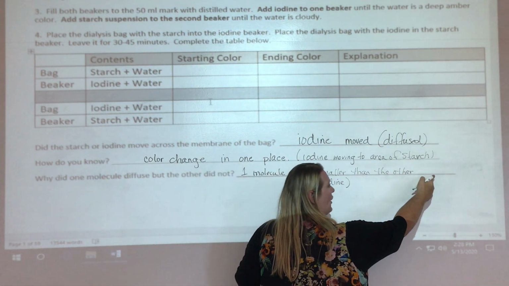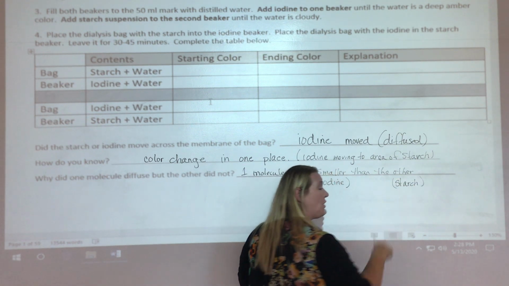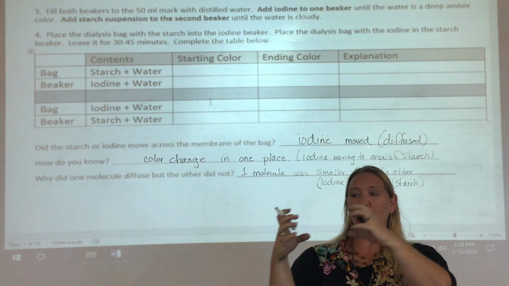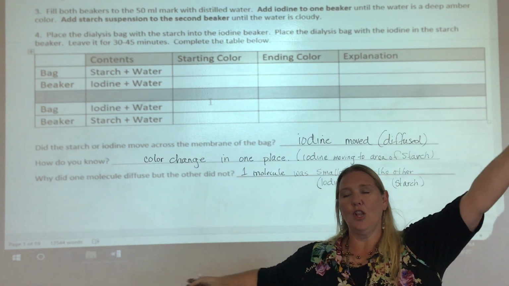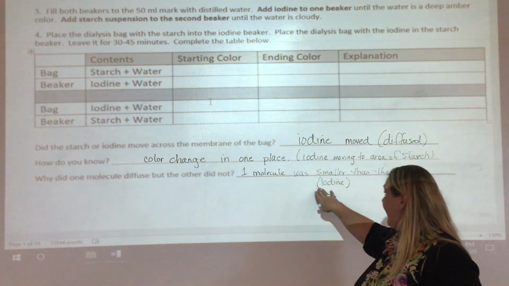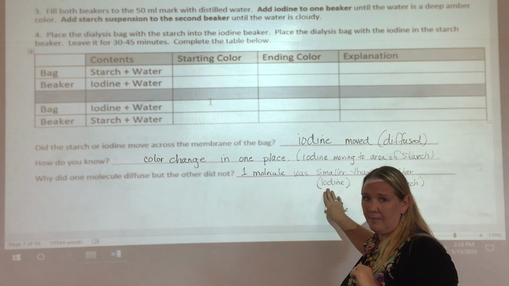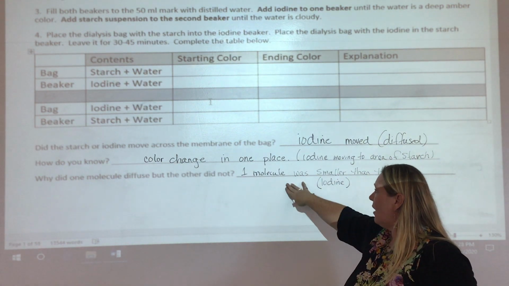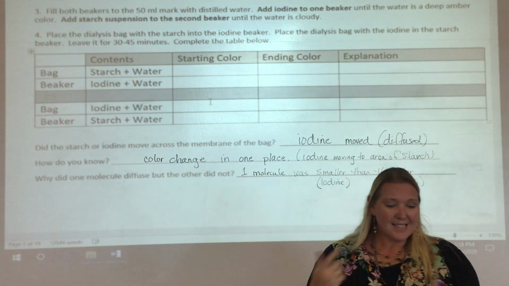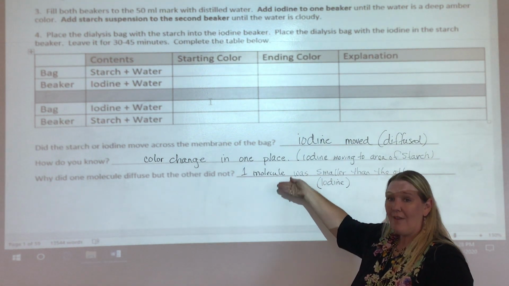And the other one is larger, and the only other one that we have is starch. Starch is a macromolecule. It's thousands and thousands of units of glucose bonded together to make this long string, a huge molecule of starch. Where iodine, although it is a large element, is just a single element, and so it's a much smaller molecule than starch. So size of that molecule matters. If it's smaller, it will diffuse faster.